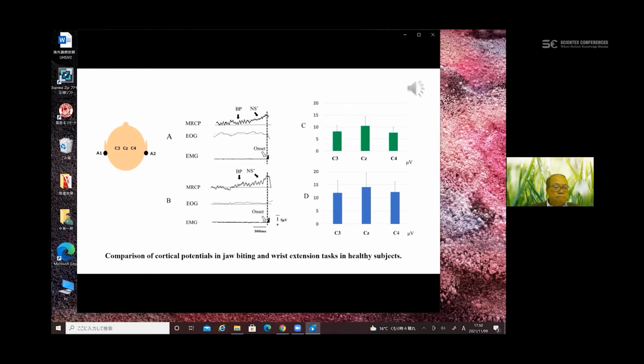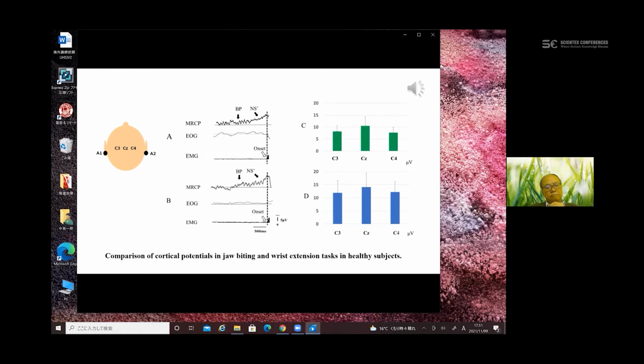A shows the grand averaged MRCPs for wrist extension task over all 8 subjects. B shows the grand averaged MRCPs for jaw-biting task over all 8 subjects. Both waveforms were obtained from vertex, CZ. The BP component and NS component can be confirmed in each waveform. Onset indicates onset of muscle activities.